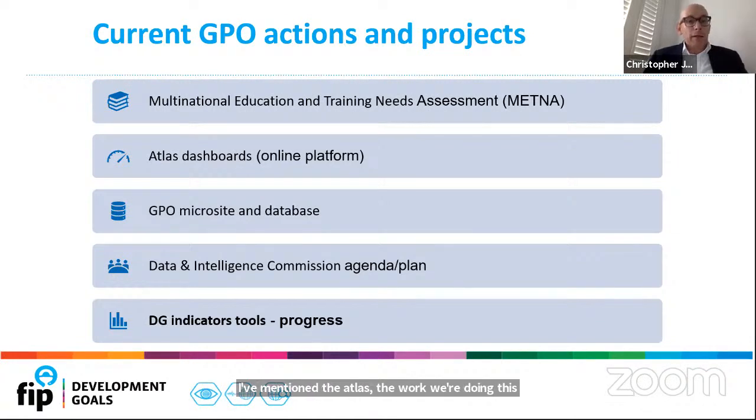We're also building a GPO microsite and database, and we have a Data and Intelligence Commission advising us on our strategic direction. But the main piece of work we're undertaking, and again, why we're all here today, is developing development goal indicators so we can monitor and evaluate progress against the development goals. Next slide, please.